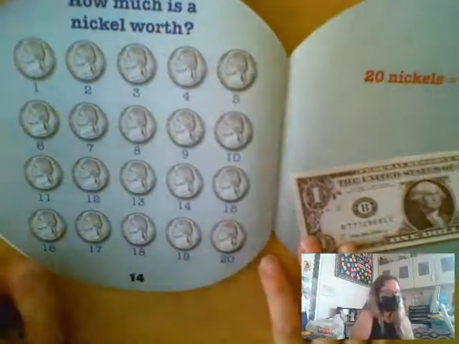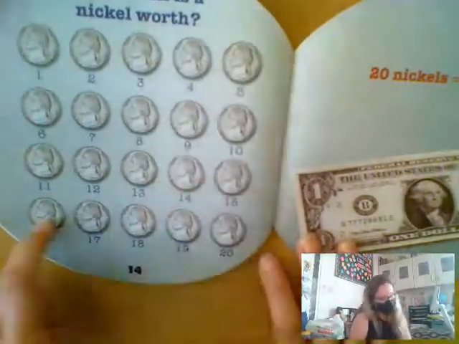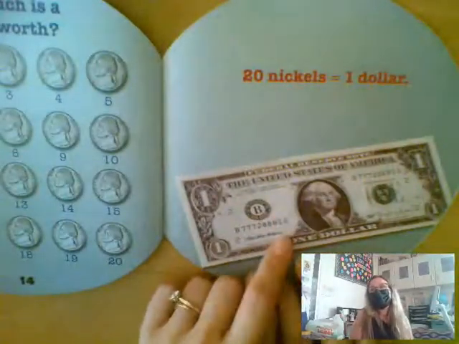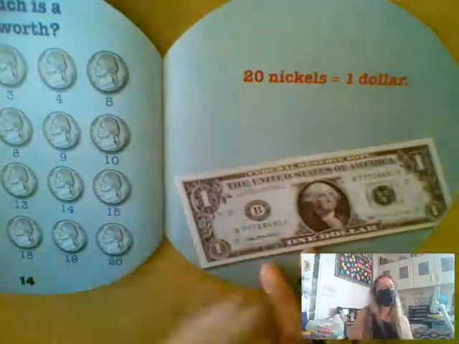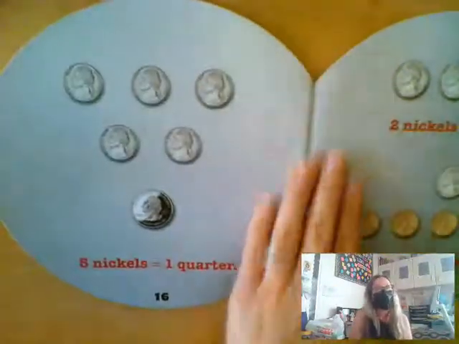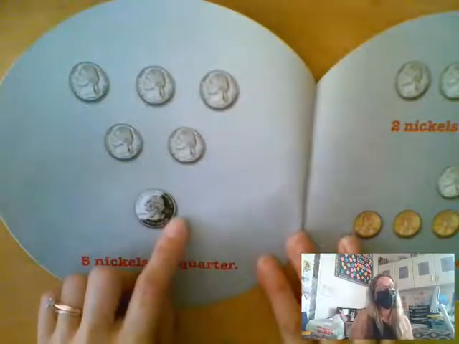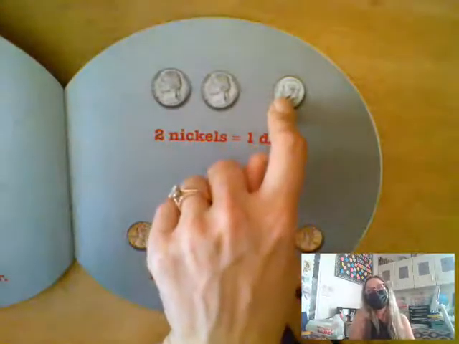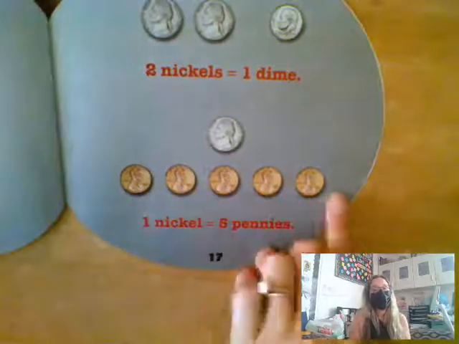Well, let's count. 5, 10, 15, 20, 25, 30, 35, 40, 45, 50, 55, 60, 65, 70, 75, 80, 85, 90, 95, 100. So 20 nickels equals $1. So if something cost $1, you could either pay with $1, 100 pennies, or 20 nickels. Okay? 5 nickels equals a quarter. So if something costs 25 cents, you could either pay with 5 nickels, 1 quarter, or 25 pennies. 2 nickels equals a dime, right? Because 5, 10. And then look at this one. 1 nickel is 5 pennies.